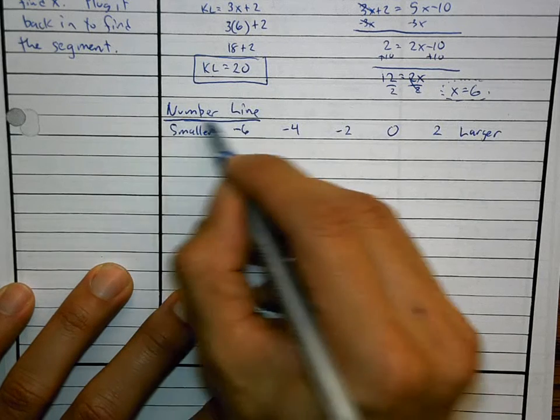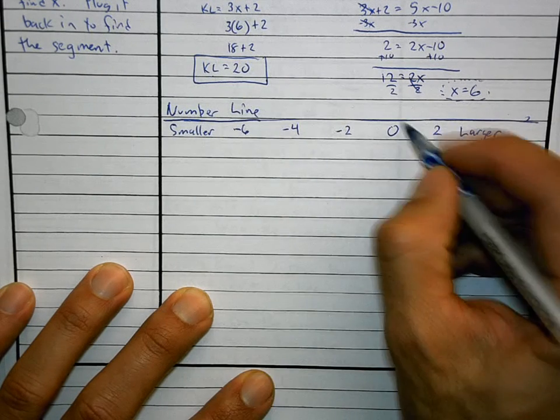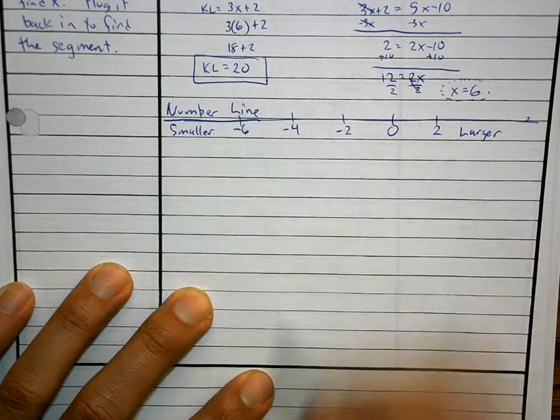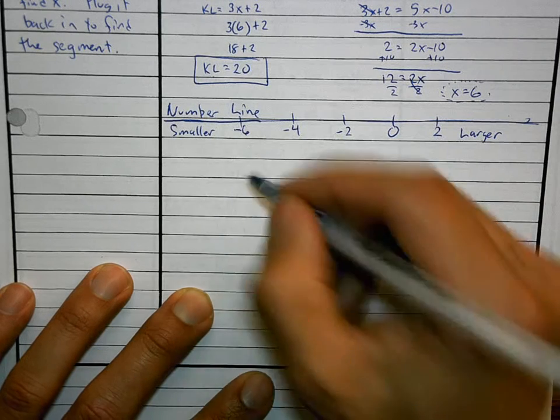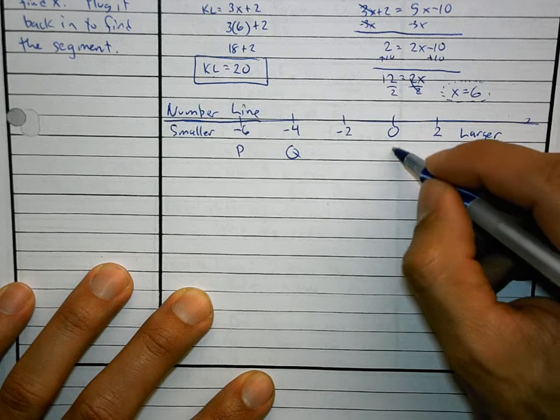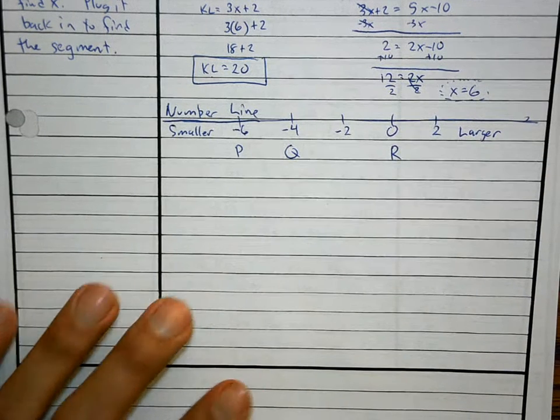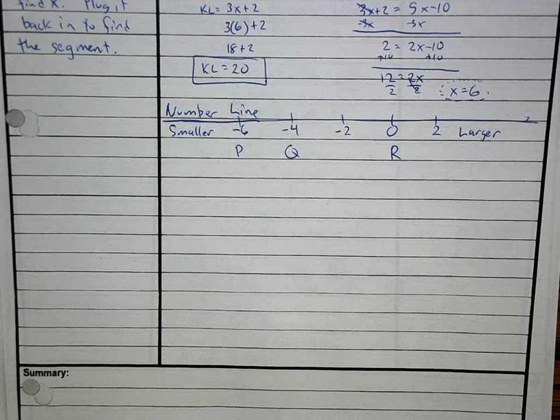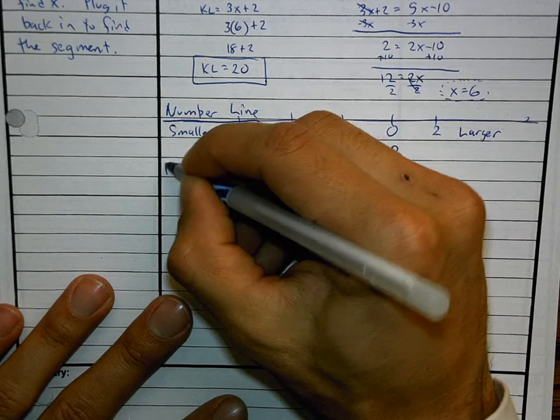Here's my number line, and I have some numbers here. I'm going to put a couple letters down as well. I'm going to put a P, I'm going to put a Q, and then I'm going to put an R right there. And we're going to do a couple problems with this number line, but I want you to think of something, because a lot of students will not allow themselves to think like this, but I want you to think of it like this.